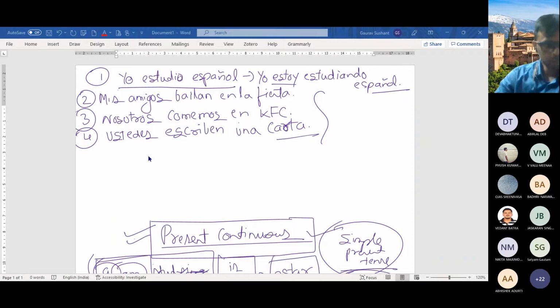So is it done? Let us start. So the first one here, if you see, the first one is already done. The second one, Mis amigos bailan en la fiesta. So you are supposed to make them into present continuous. So let me ask someone.